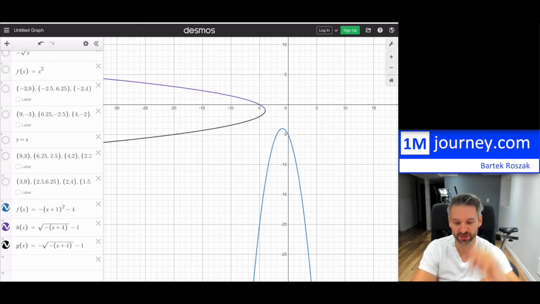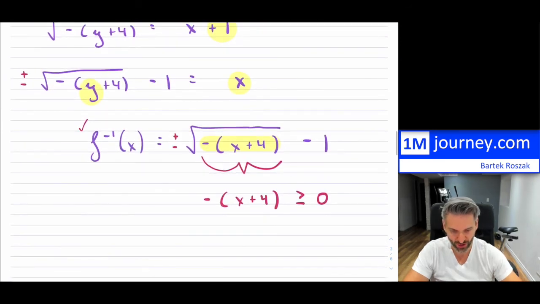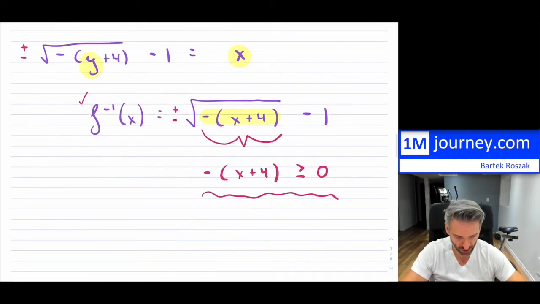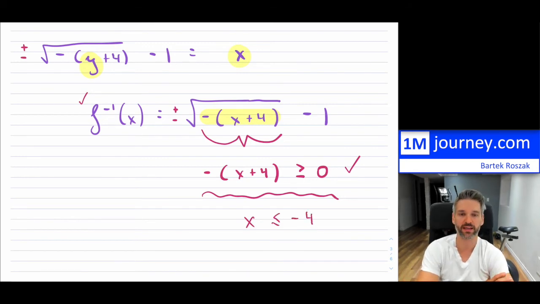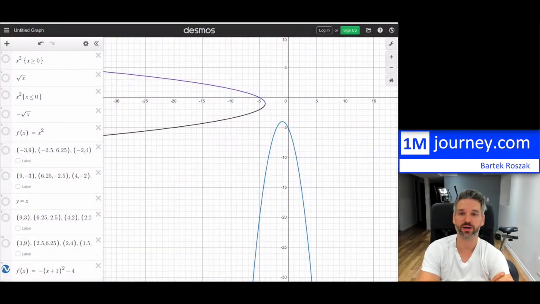And that is because, if you recall, what we did was, we said we would have a restriction right here for our x. So negative (x plus 4), in brackets, has to be greater than or equal to 0. And if you solve this, you will find that x is going to have to be less than or equal to negative 4. And that's exactly what Desmos has done here for us. So is this a function?